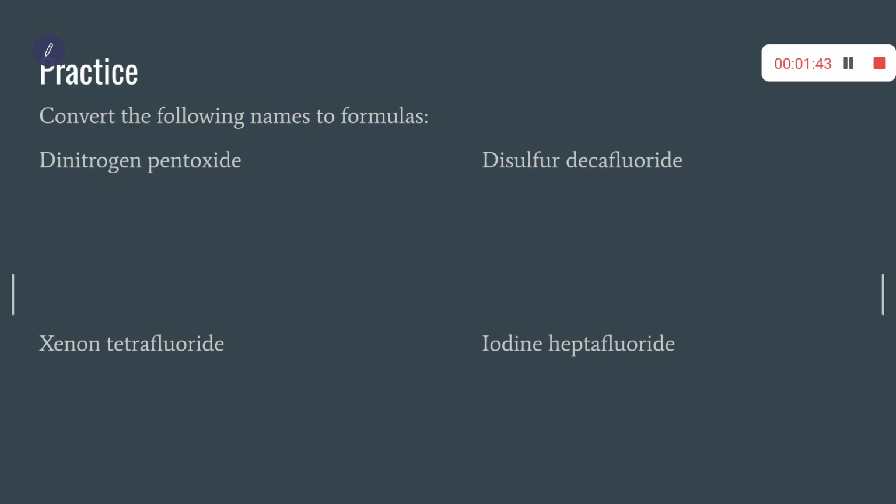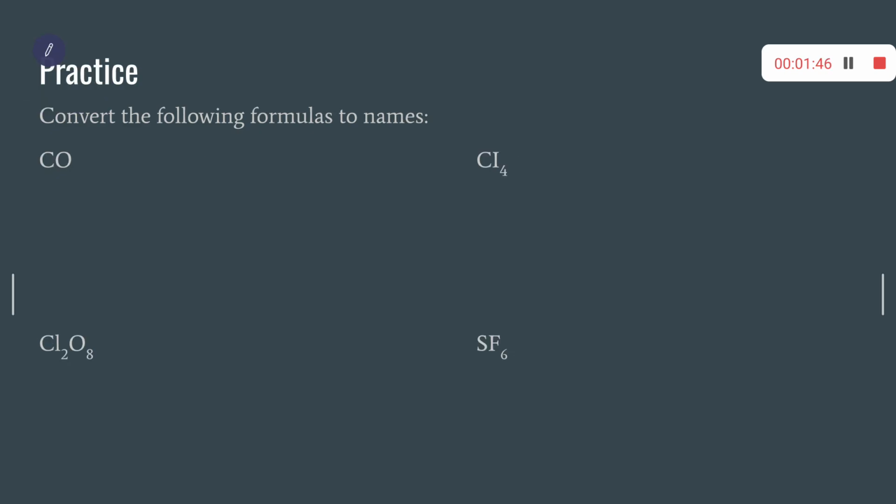What about if we're given the formula and we need to write the name? We start with the elements we have. In CO, we have carbon and we have oxygen. Then we look at our subscripts. No subscripts mean I have one of each. My first element, if there's only one, I don't need a prefix, so I would just call this carbon. My second element gets that IDE ending, and it always gets a prefix. So the prefix for one is mono, like in a monologue, one person is speaking. So this is carbon monoxide.